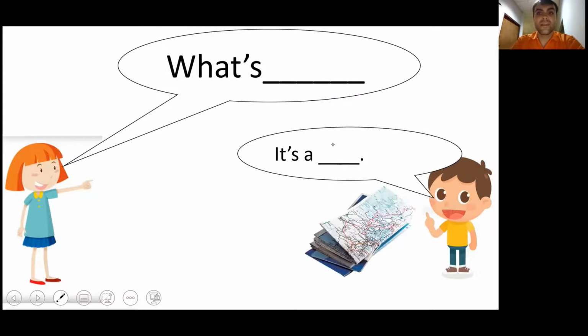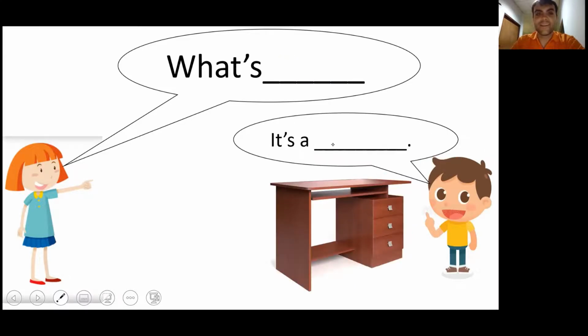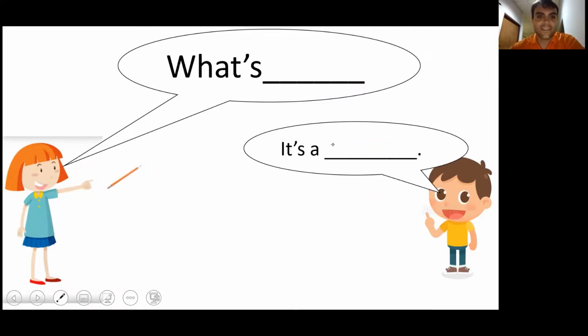Now, what does she say? Does she say, what's that or what's this? Right. She says, what's that? And then he says, it's a map. Now, what does she say? Does she say, what's that or what's this? Who thinks, what's that? Who thinks, what's this? Right. It's what's that. And what does he say? He says, it's a desk.